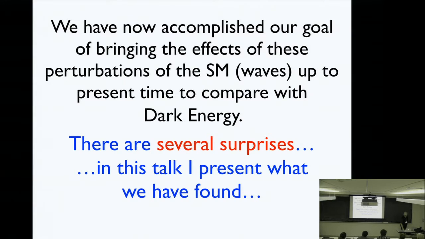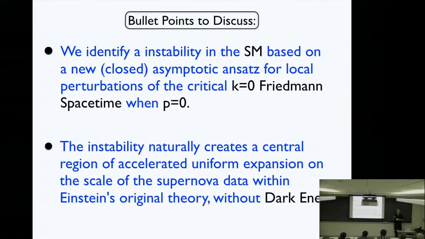And so first I'm going to give you the bullet points, and then we'll go back and try to convince you, it's easy to convince you, that these bullet points are correct. Okay, so the first thing is, when the pressure drops to zero, we identify an instability at the center of the perturbation. It's based on a new closed asymptotic ansatz for local perturbations of the critical Friedmann space-time when the pressure is zero. The instability naturally creates a central region of accelerated uniform expansion on the scale of the supernova data within Einstein's original theory without dark energy.